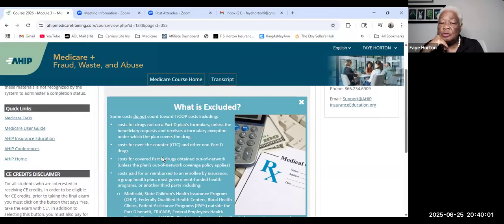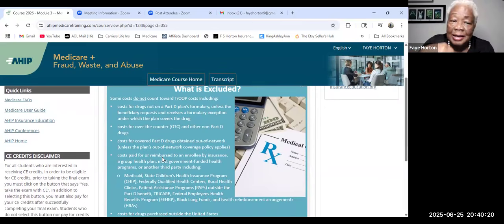Some costs do not count towards TROOP. Costs for drugs that are not on the plan's formulary, unless the beneficiary requests and receives a formulary exception. Costs for over-the-counter drugs and other non-Part D drugs are not included.